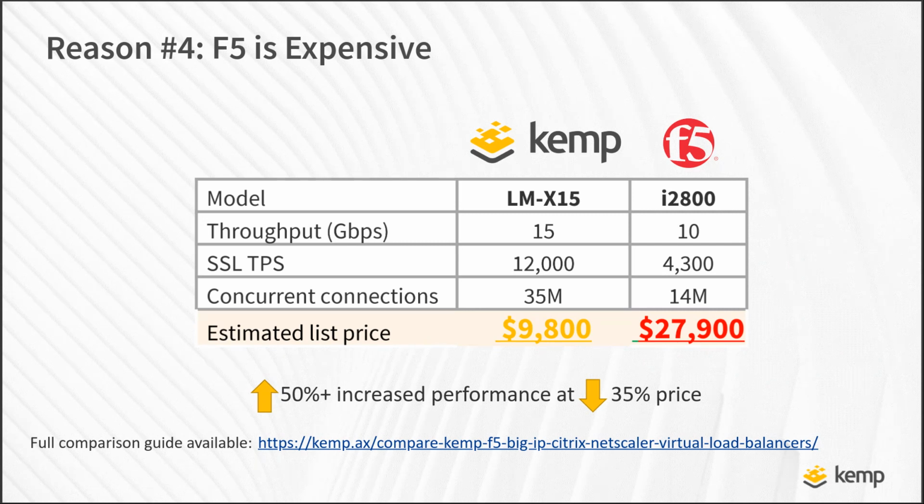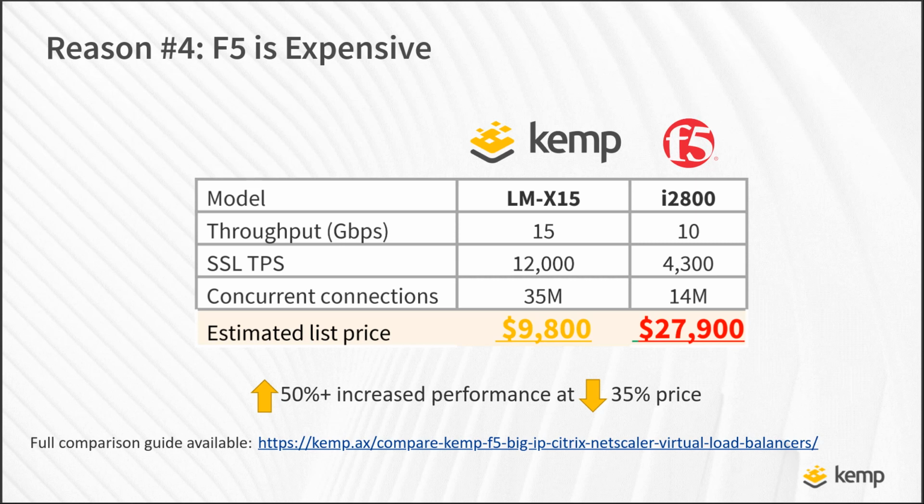Reason number 4, F5 is expensive. You would think that it makes sense that with all those products and capabilities within the BIG-IP software, it requires a lot of development, requires a lot of effort. And you might think to yourself, well, I'm not paying for the license, but you know what? Somewhere in the base cost of the product, you are paying for some of the functionality.